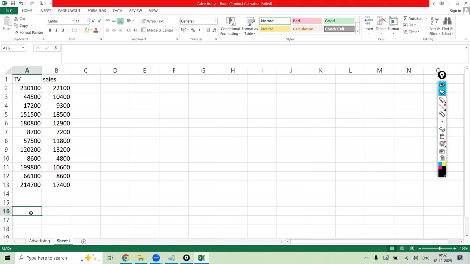Is the point clear, everyone? Yes or no? Understood or not understood? What do we have to estimate? Sales we have to estimate based on how much amount they are spending on the TV. This is the business problem. It means for the future, if I spend 10,000 rupees or 1 lakh rupees on the TV, what would be the sale amount? That is the business problem.